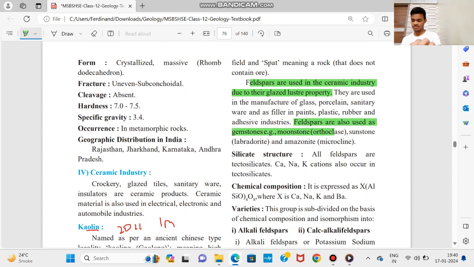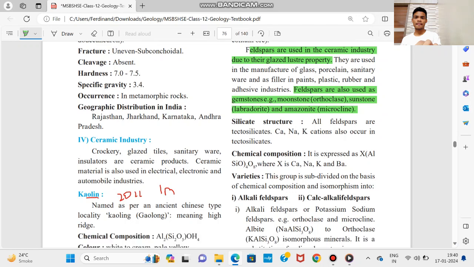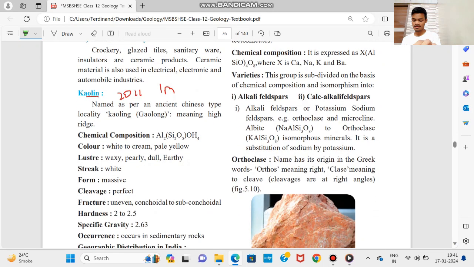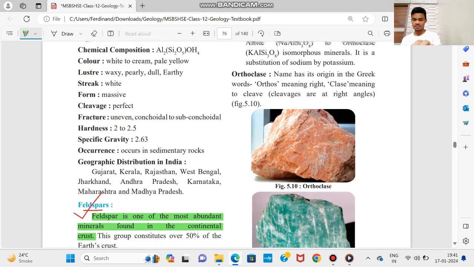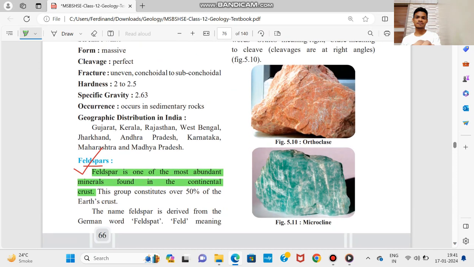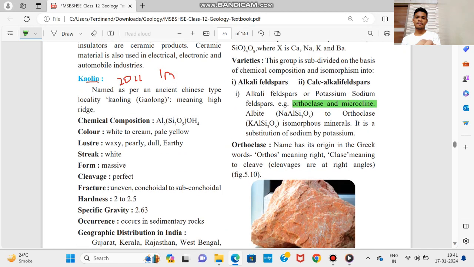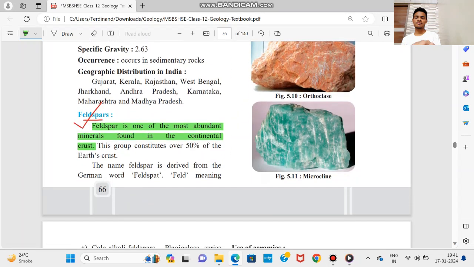I've marked whatever is needed. Just gotta read this thoroughly. Actually, these are also gemstones. So these are the forms of that chemical composition. Alkali feldspars and calc-alkali feldspars. So orthoclase and microcline. Then they've given the description about orthoclase.